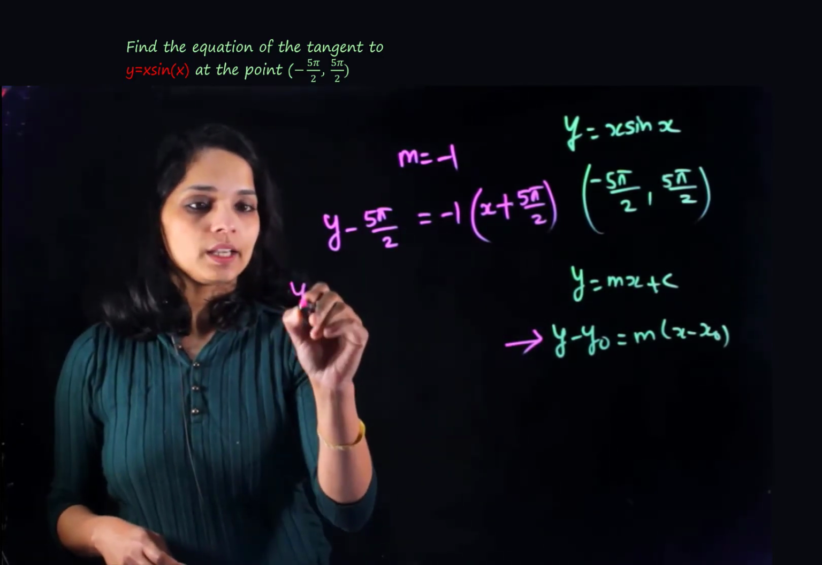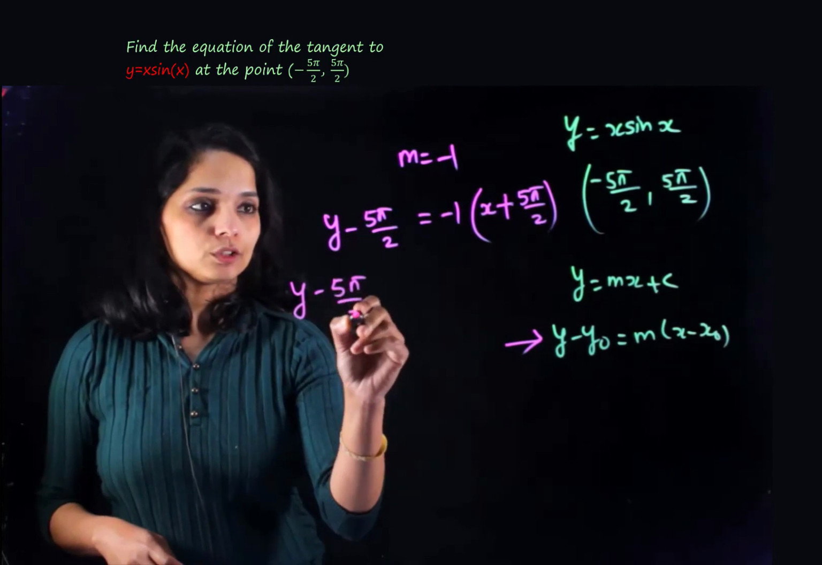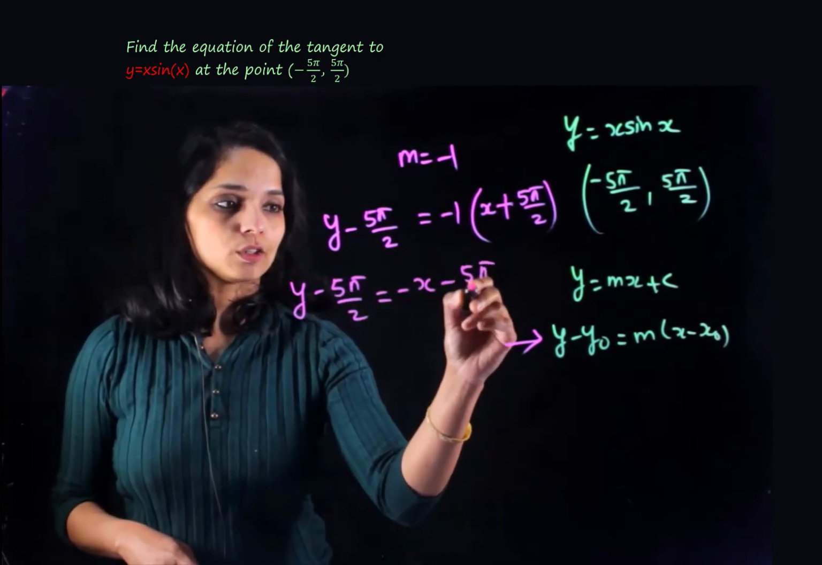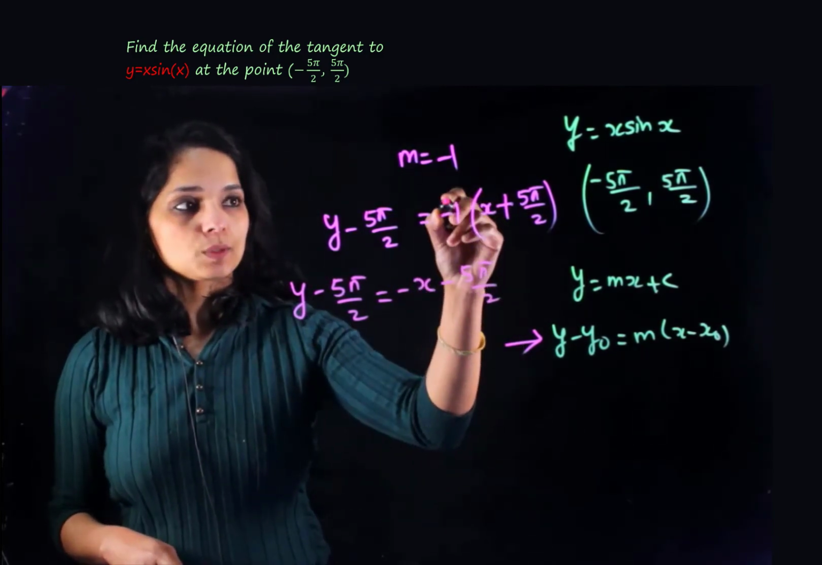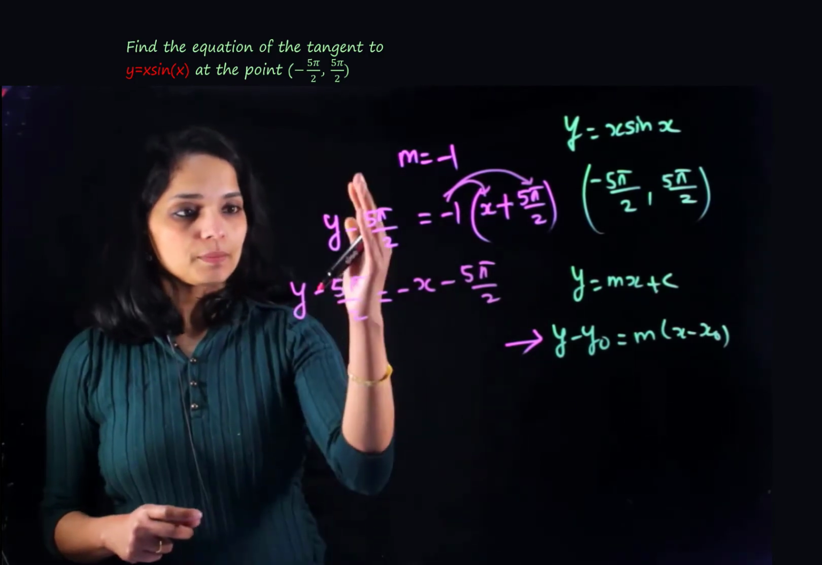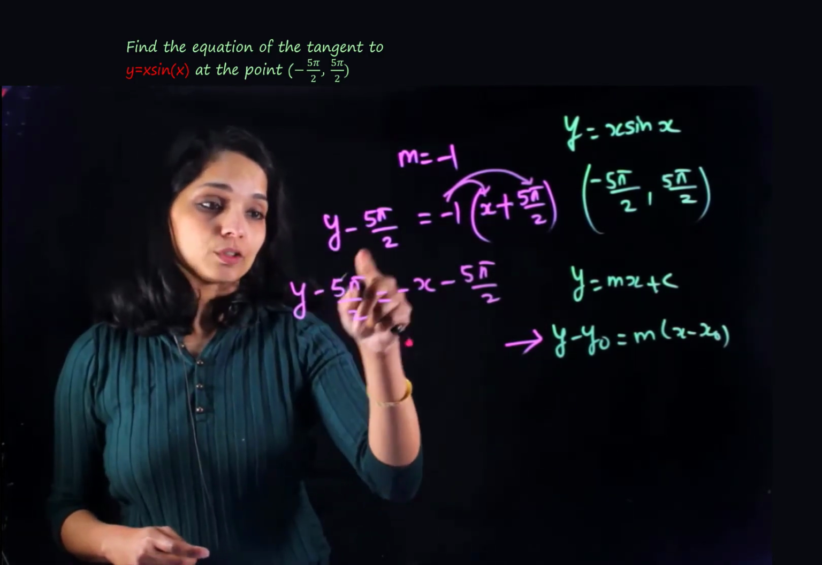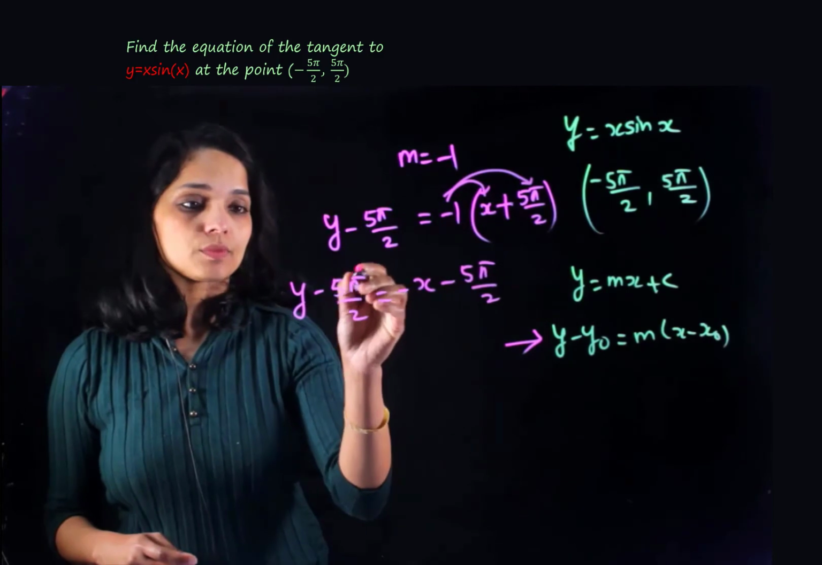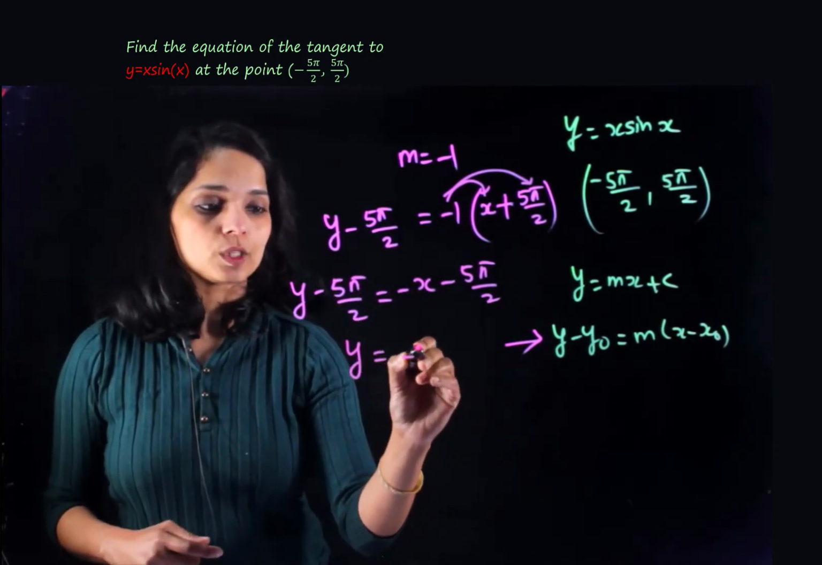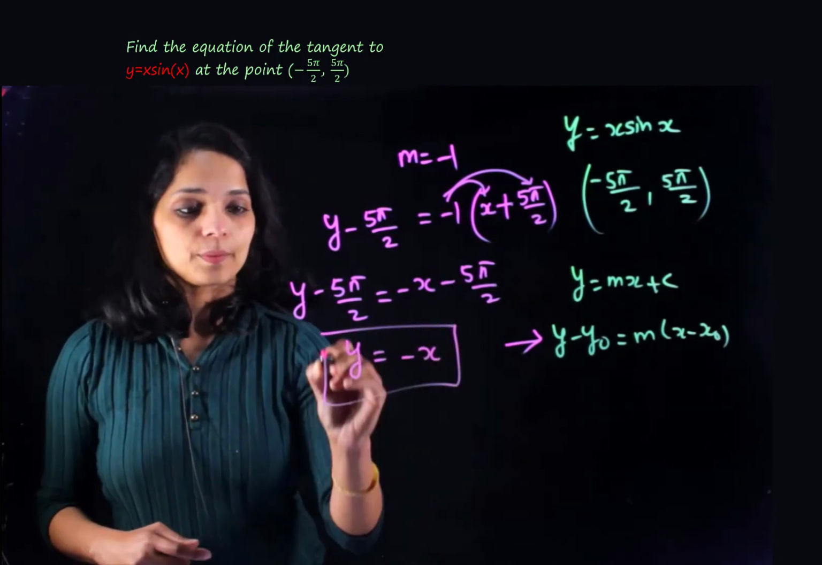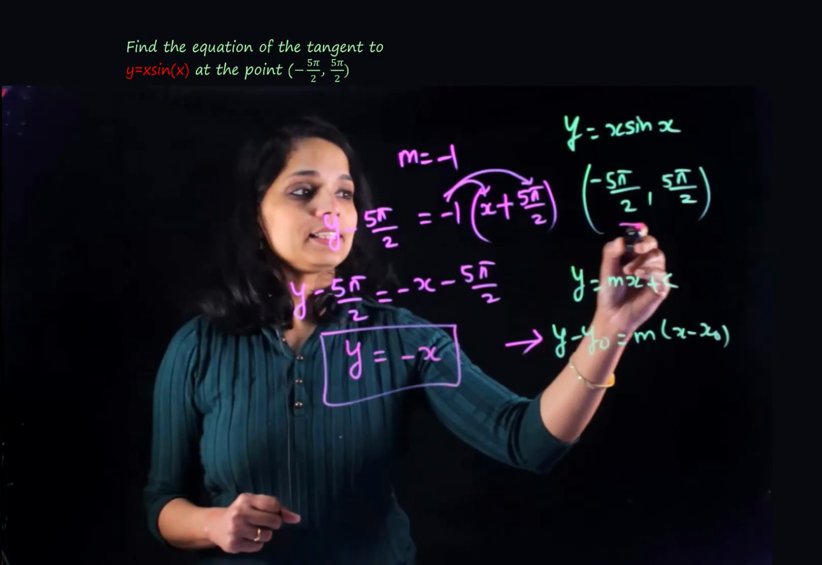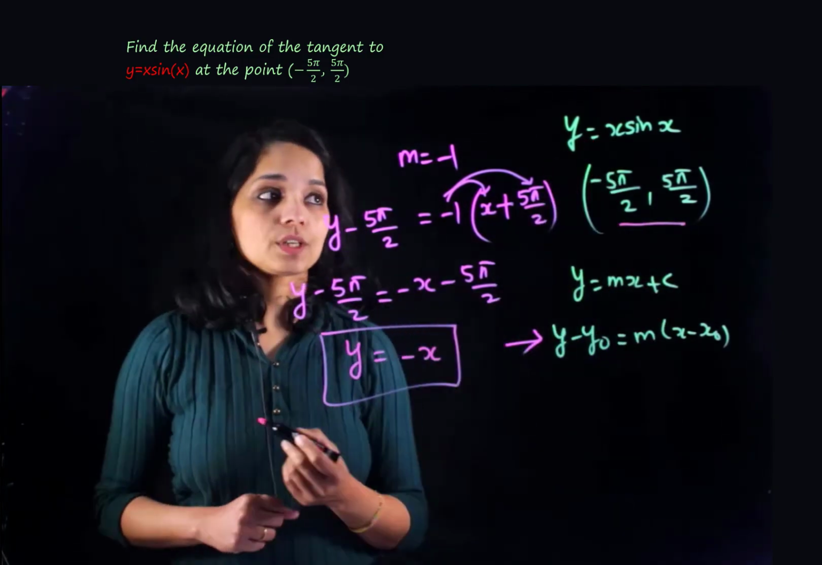So y minus 5 pi on 2 equals minus x minus 5 pi on 2, when we multiply this minus 1 with both terms inside the bracket. And then if I'm adding 5 pi on 2 on both sides of the equation, this 5 pi on 2 cancels out, and then the equation I get is y equals minus x. Okay, so this is the equation of the tangent line at this particular point for this function y equals x sine x.